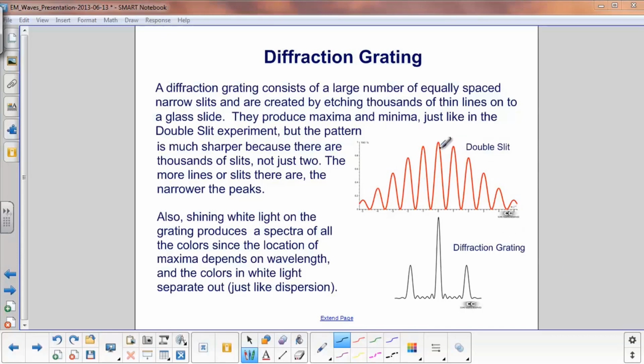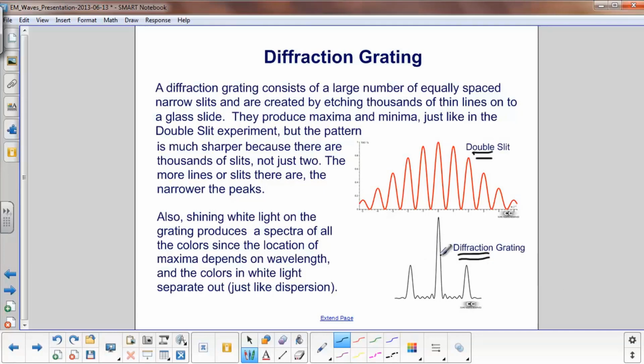Here's the graph we had earlier. You can see the maximum lines, the maximum intensities, and the intensity falls off very smoothly. But the pattern is much, much sharper because instead of just 2 slits as in the double slit, I have thousands of slits in the diffraction grating. The more lines or slits there are, the narrower the peaks are.